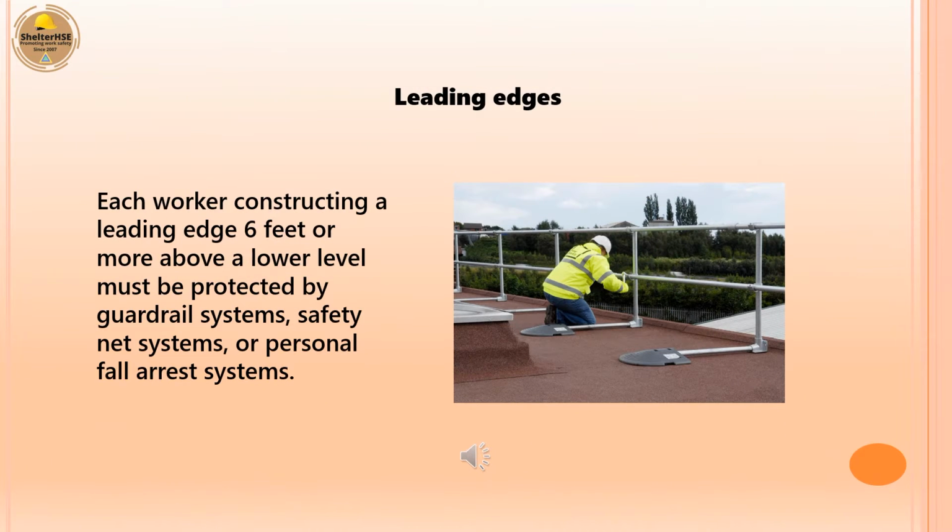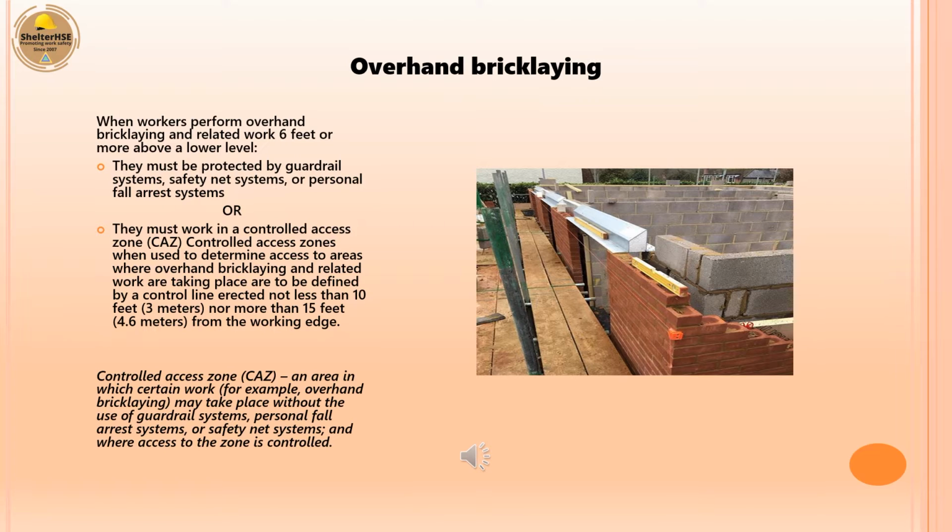Each worker constructing a leading edge 6 feet or more above a lower level must be protected by guardrail systems, safety net systems, or personal fall arrest systems. When workers perform overhand bricklaying and related work 6 feet or more above a lower level, they must be protected by guardrail systems, safety net systems, or personal fall arrest systems, or they must work in a controlled access zone, CAZ.